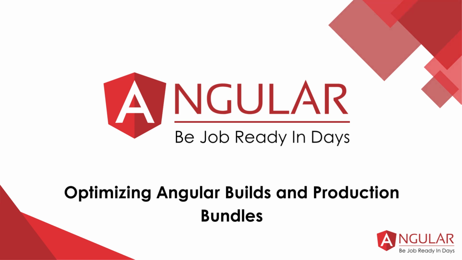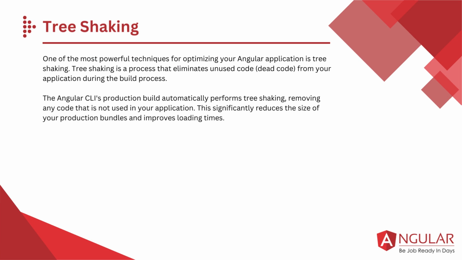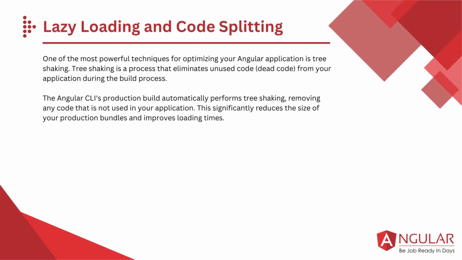Let's explore various techniques and best practices to optimize your Angular builds and reduce the size of your production bundles. 1. Tree shaking. One of the most powerful techniques for optimizing your Angular application is tree shaking. Tree shaking is a process that eliminates unused code from your application during the build process. By removing dead code, tree shaking reduces the size of your production bundles, making your application load faster for end users.